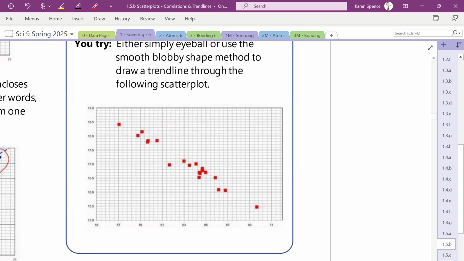Try it again. You have a choice. You can either draw the shape or you can just put your ruler in the middle and try drawing your line. Okay, so try putting the ruler in the middle of this one and drawing your line. I can't hold it up high enough to do it.